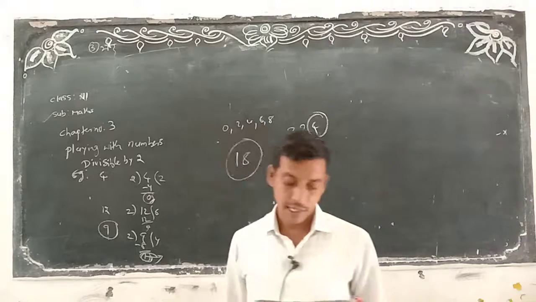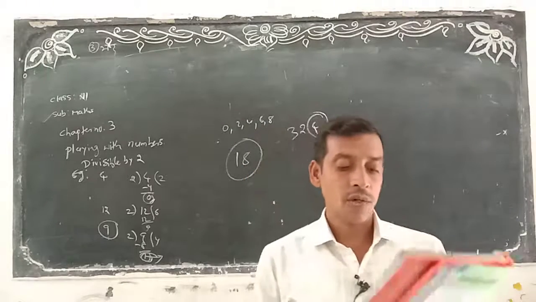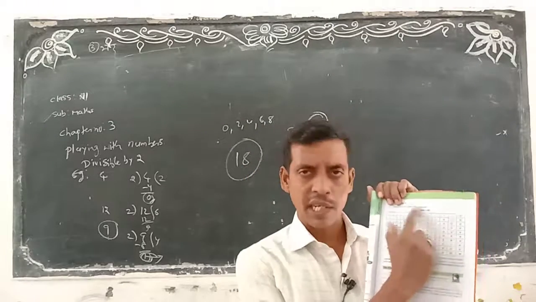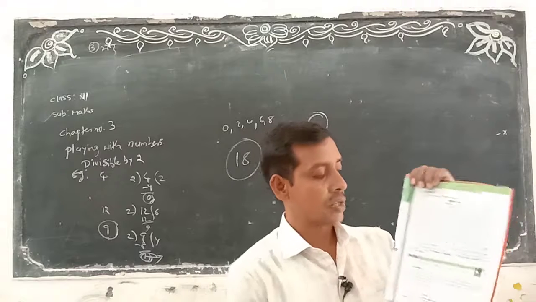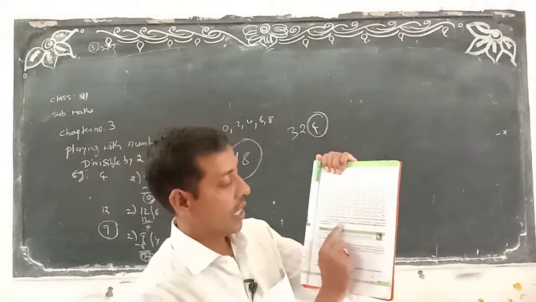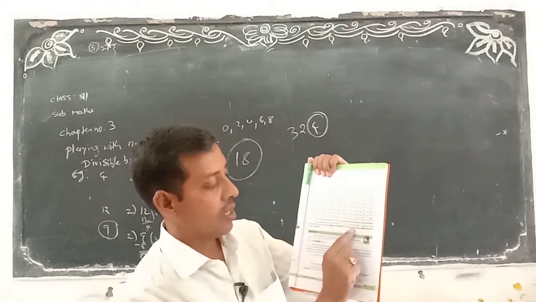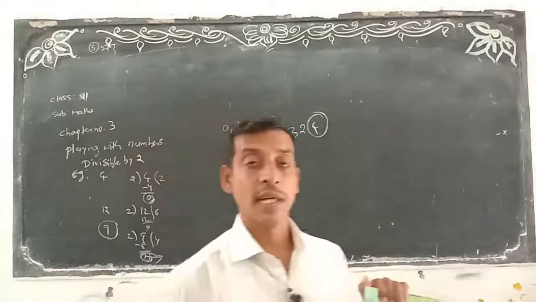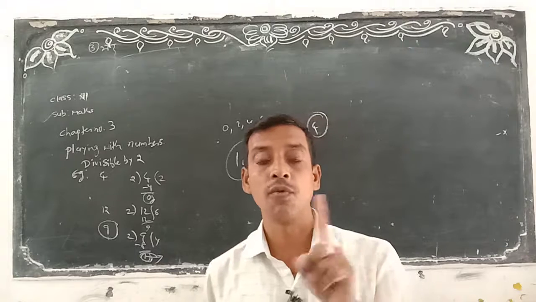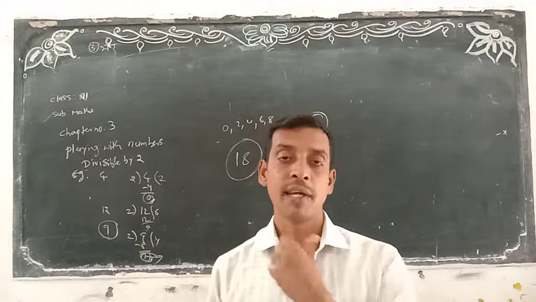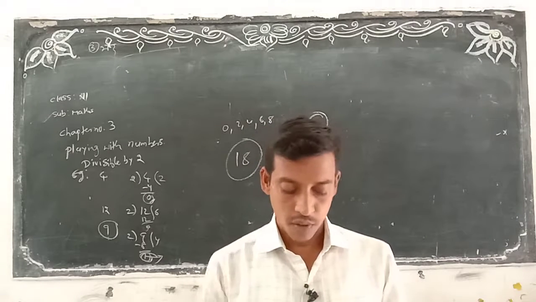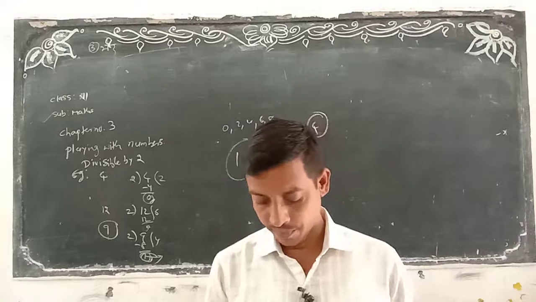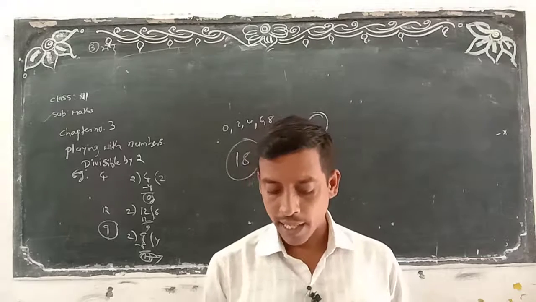Okay? Is it clear? No need to write down this chart. Divisible by 2, write down the condition. A number is divisible by 2 if it has one of the digits 0, 2, 4, 6, 8 in the ones place. For example, do these.